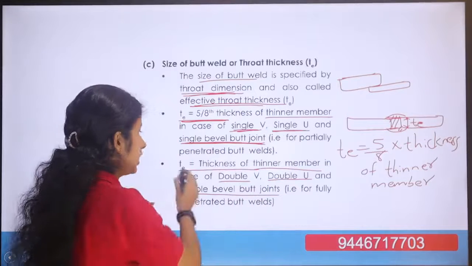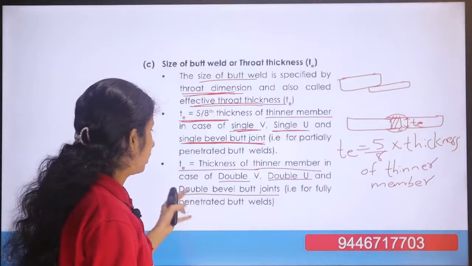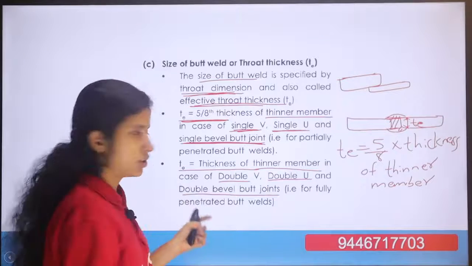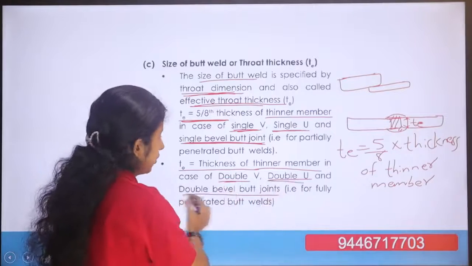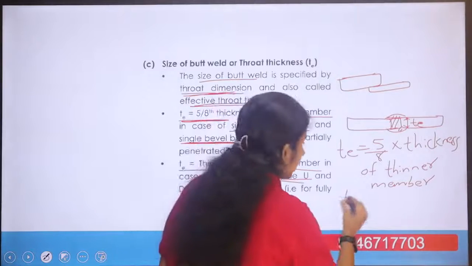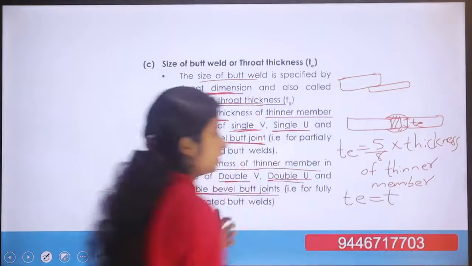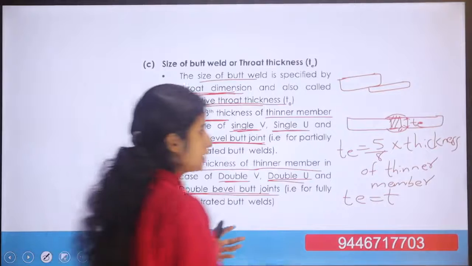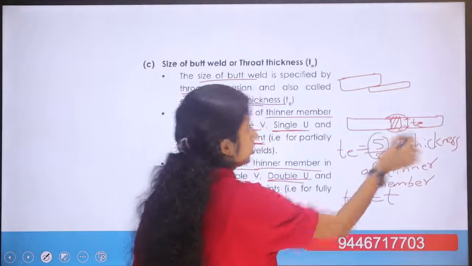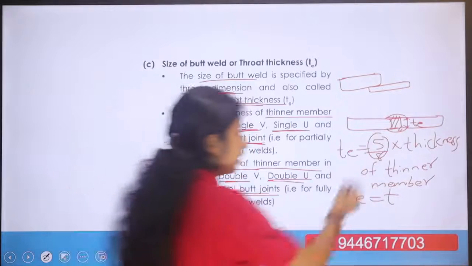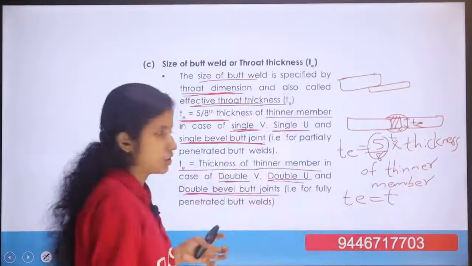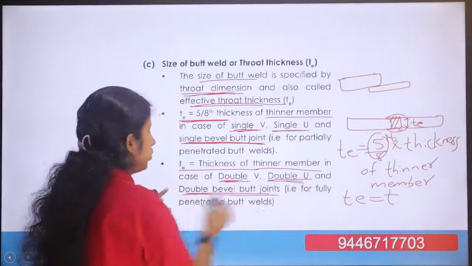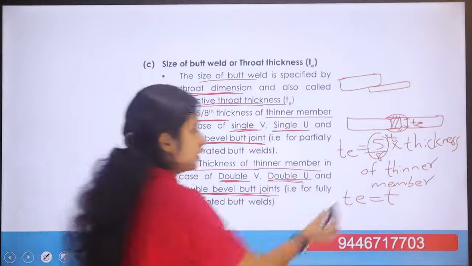Next, TE is the thickness of the thinner member in the case of a double V, double U and double bevel butt joint. In that case the TE value is taken as T, the thickness of the thinner member. So in the case of a single V, single U and single bevel butt joint, we take TE equal to 5 by 8 T, and in the case of a double V, double U and double bevel butt joint, we take TE equal to T.